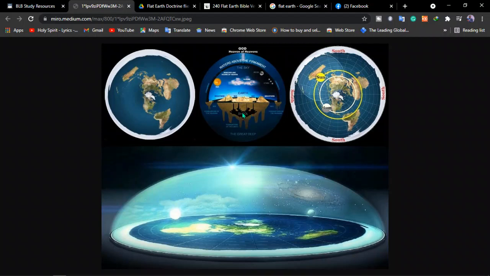This is also called Sheol, okay? Hell is there. And the reason that the people of the world and the Satanists and Satan's agendas don't want to show you a flat earth is because they cannot support evolution with a flat earth. And you know, evolution is just a lie from the pit of hell.